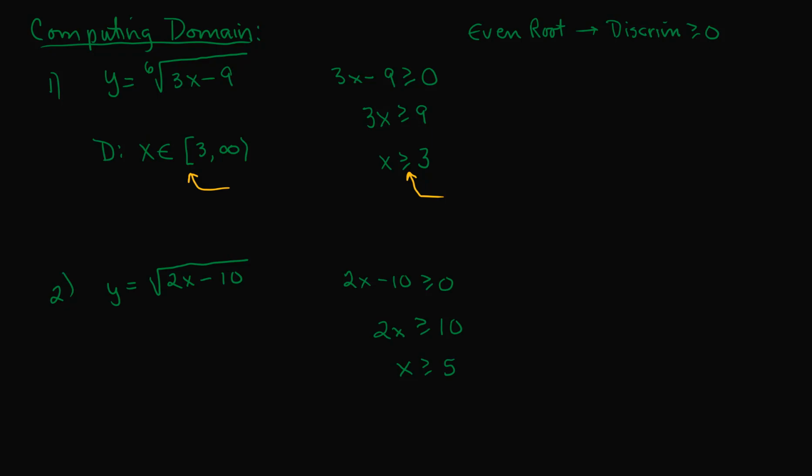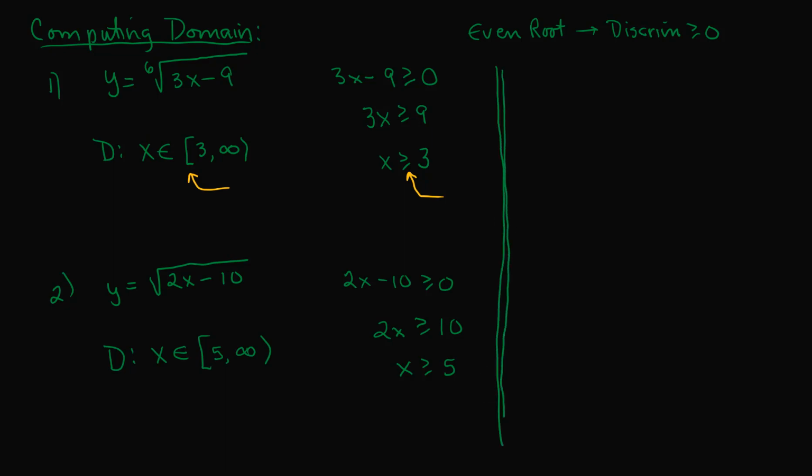So to identify the domain in this case, it's going to be the set of x values such that we can include the 5, so I'll use a bracket, going on from there to infinity, and we never get to infinity, so that's why we use a parentheses there. Now, there is a third problem here I want to talk about.